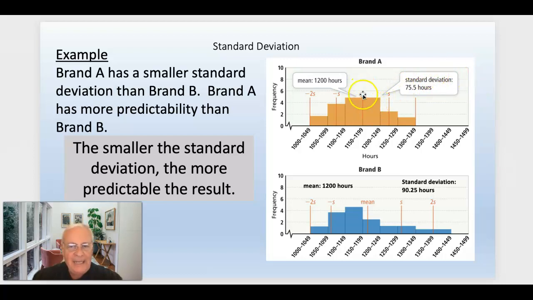So brand A is considered more predictable because it has a lower standard deviation. It is less spread out. In other words, if we randomly chose a value from that set, the probability is it would be closer to the mean than if we randomly chose a data value from the other set. That's what that means. It's more predictable if it has a lower standard deviation.